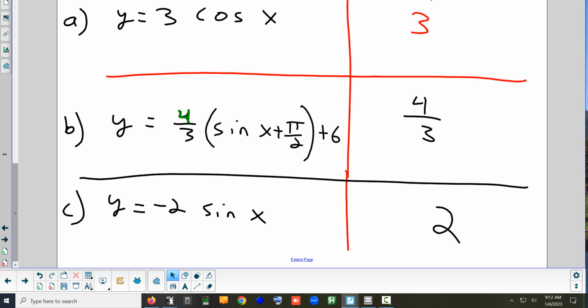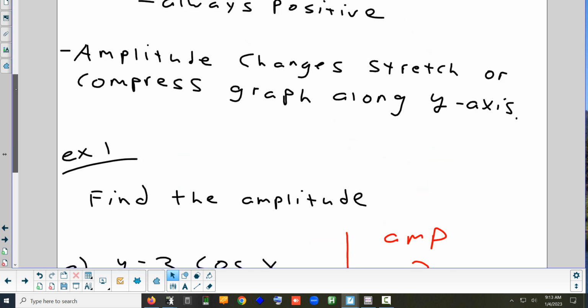Okay, so that's finding the amplitude. Now, let's think about how we're going to draw the graph. We're stretching or compressing it up and down. If you take a point and you move it up or down, what part of the coordinate is affected by that? The x part or the y part? Yeah? The y.